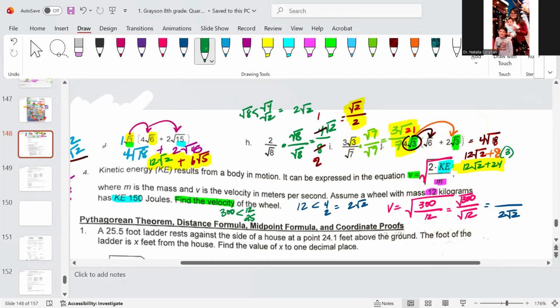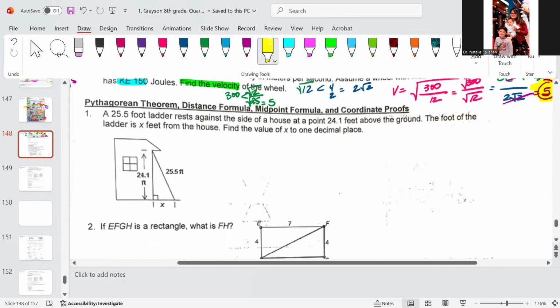Okay, square root of 25 is 5, right? Square root of 12, well, didn't we just do a square root of 12 right here? So it's 5 times 2 square root 2, right? Do you see that? This part cancels. So what's your answer? Your velocity is just 5. Is that what you have or no? Yes? Okay, great. Okay, Pythagorean theorem.